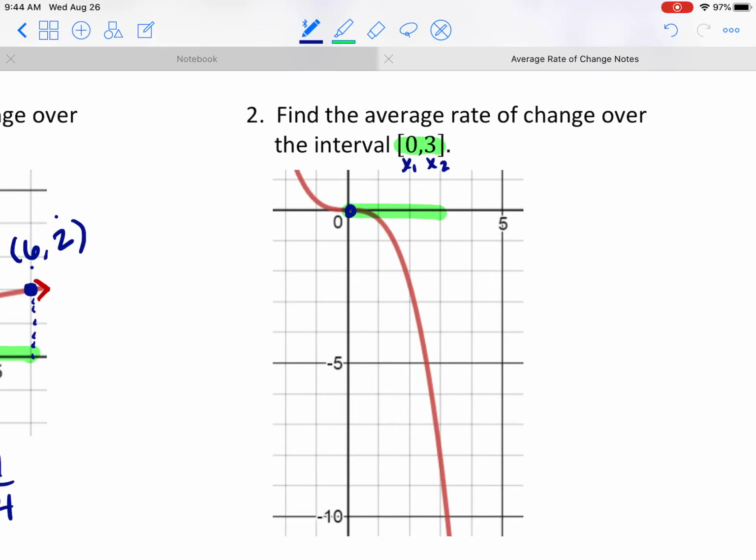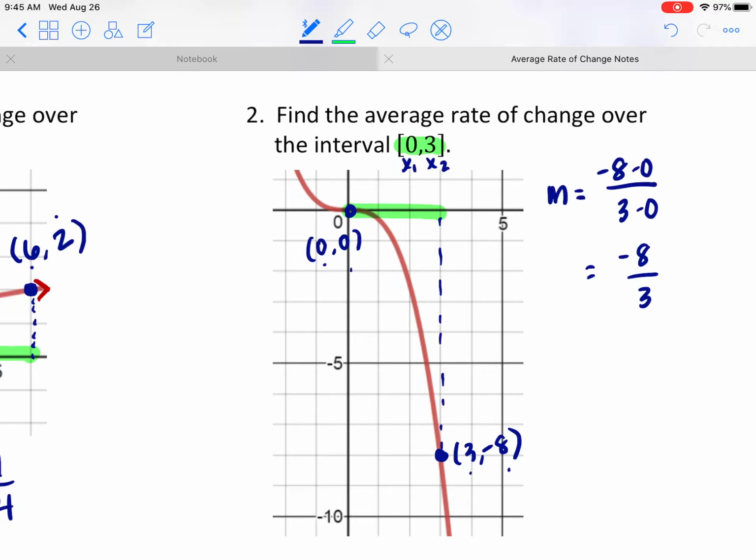So here's the first point. It happens to be on the x-axis there. And then the second one is here. So we are starting at an x value of 0 corresponding with a y value of 0, and then our ending x value of 3 corresponds with a y value of -8. And so now we can calculate our slope. So we have y2 minus y1, -8 minus 0, x2 minus x1, 3 minus 0, and that's going to be a -8 on the top of the fraction and +3 on the bottom. And so that's it, a -8/3.